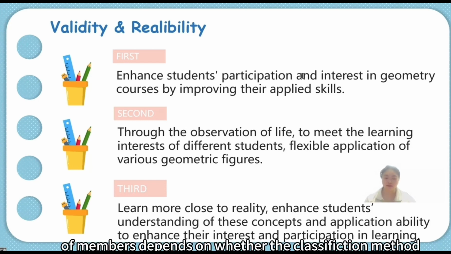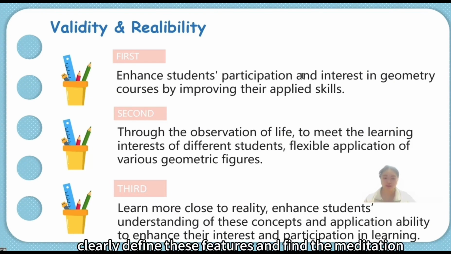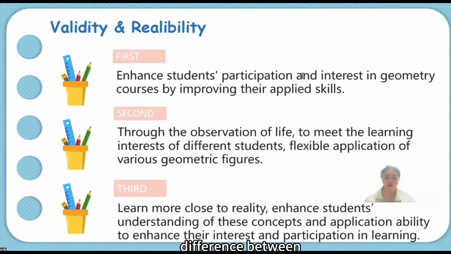depends on whether the classification method is considered, and the logical validity refers to the classification method. Whether its accuracy reflects the attributes of the shape depends on whether we can achieve the correct results under different circumstances. In terms of effectiveness, the classification method can find important features of shapes. If we can clearly define these features and find the differences between various categories, then this method is effective.